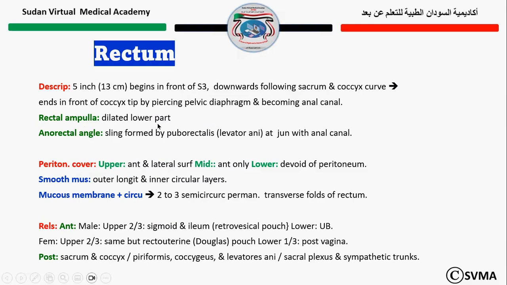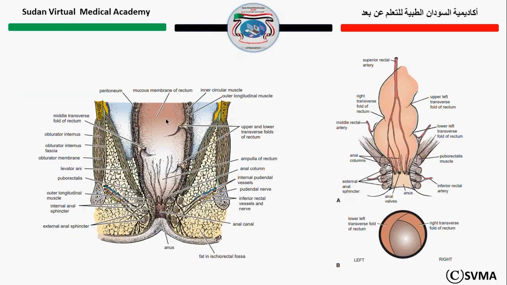The rectal ampulla is a dilated part of the lower part of the rectum. So the lower rectum is called the rectal ampulla. This part here, just above the pelvic diaphragm, is called the rectal ampulla. This is one of the questions in the quiz. What is the rectal ampulla, or the ampulla of the rectum? It is the dilated lower part of the rectum just before it pierces the pelvic diaphragm to become the anal canal.